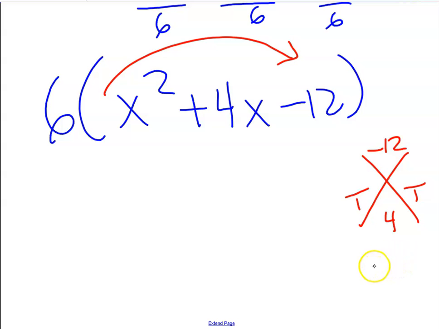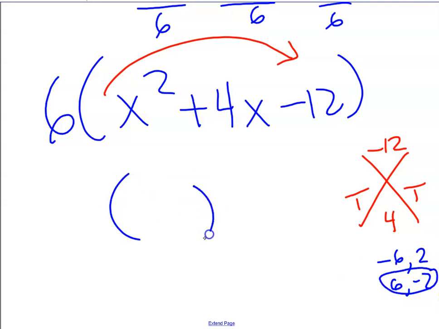All right, something that multiplies to negative 12. Negative 12 and 1, 12 and negative 1. Those are way too high. I need something that's only 4 digits apart from each other. So let's see, we've got negative 6 and 2. 6 and negative 2. Oh, I think that's my winner. So 6 and negative 2 are my factors.